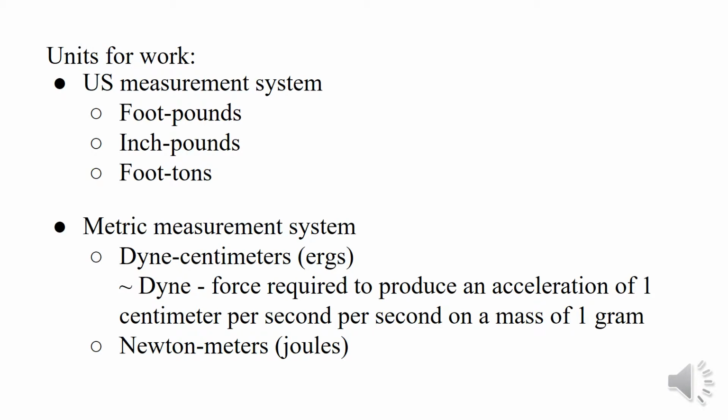The units for work in the U.S. measurement system are foot-pounds, inch-pounds, and foot-tons. In the metric system, the units are the dyne centimeter or erg, where a dyne is the force required to produce an acceleration of 1 centimeter per second squared on a mass of 1 gram. Another unit for work in the metric system is newton meters, which is also called joules.